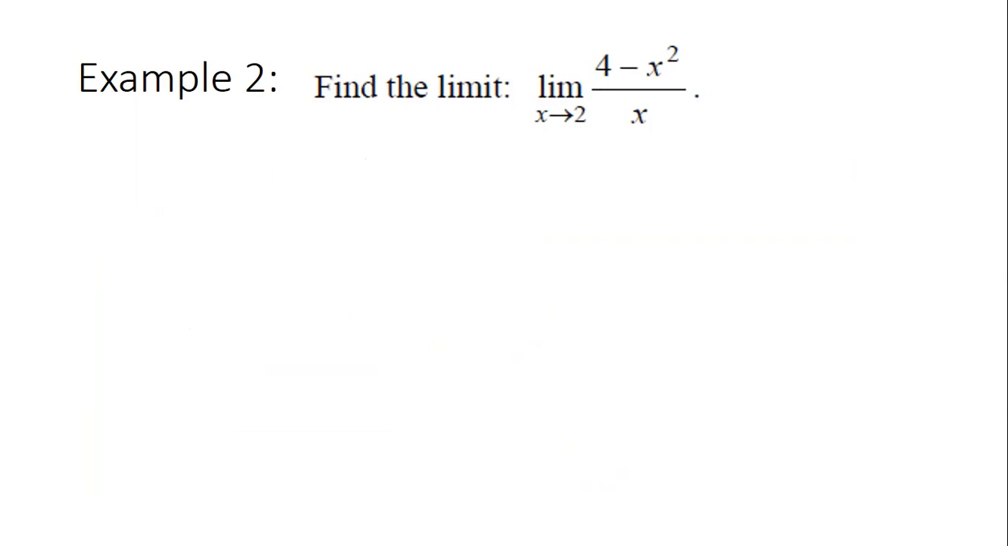What do we have here? We have a rational function. Does what we approach make our denominator equal to 0? No, it does not. So that means we can use direct substitution. So you get a 2, you get a 2. We have 4 minus 2 squared all over 2. And what do we end up with? 0. So our limit is 0. L equals 0. Oh, you can put L. And that's your limit.